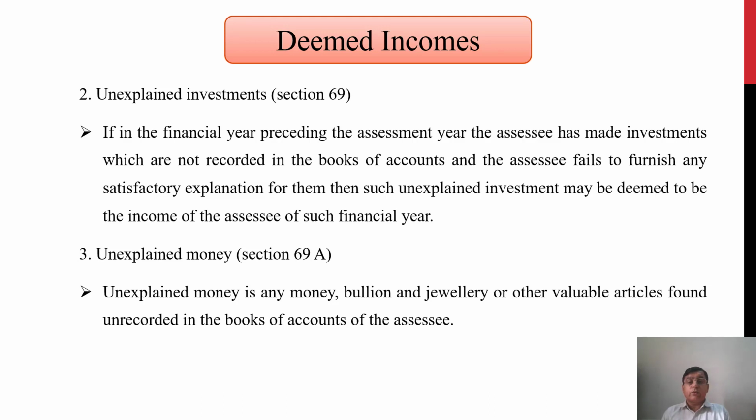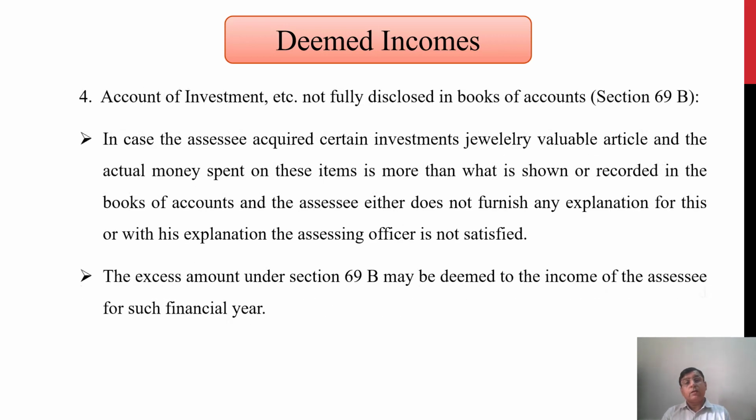Unexplained money, section 69A: any unexplained money, jewelry or any other valuable article found unrecorded in the books of the assessee, that value will also be included in the total income of the assessee. Account of investment not fully disclosed in the books of accounts: if there is any investment which is not fully disclosed or not shown in the books of account, that will also be included in the total income of the assessee.